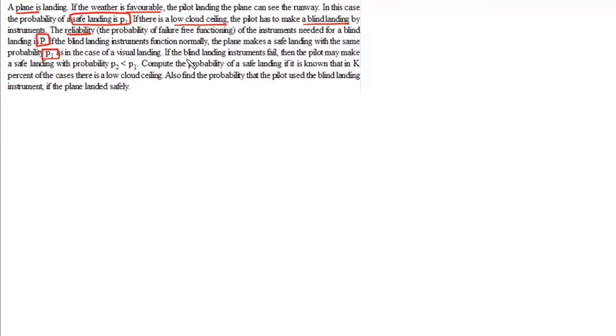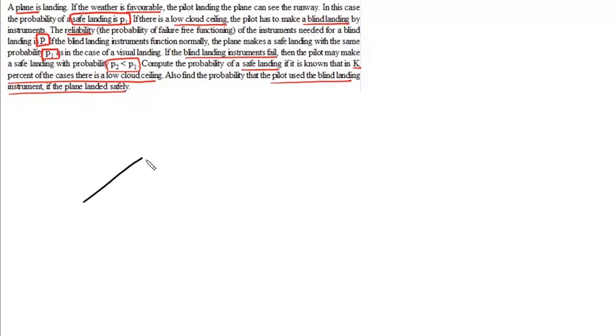And if the blind landing instrument fails, in that case the pilot makes a safe landing with the probability P2, which is less than P1. Now compute the probability of safe landing if it is known that in K% of the cases, there is a low cloud ceiling. Also find the probability that the pilot used the blind landing instrument if the plane has landed safely. Now it is clearly a conditional probability and Bayes theorem question.